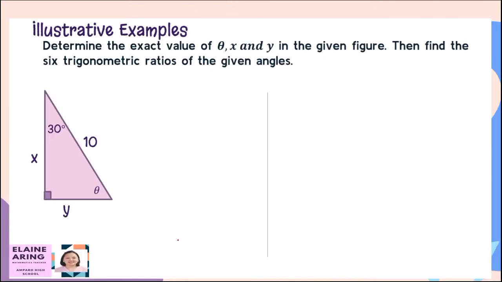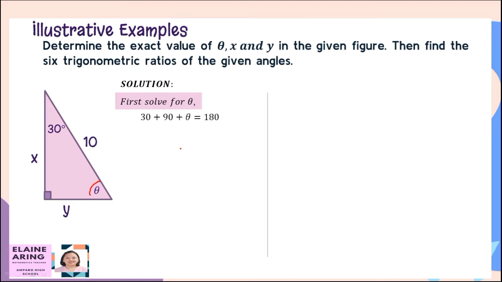Okay, for example, we are going to determine the exact value of theta, x, and y in the given figure. Then find the 6 trigonometric ratios of the given angles. So, for our solution, first, we solve for the theta. So, ito muna i-solve natin.